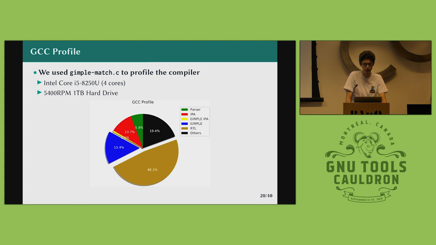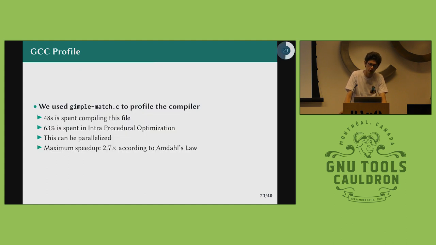Therefore, it can be easily parallelized in theory. However, I'm not so sure about it in practice, right? 48 seconds is spent compiling this file, and 63% is spent in intra-procedural optimization, and this part can be parallelized. According to Amdahl's law, we can have a maximum speedup of 2.7 times, which is desirable. However, this is a theoretical result.